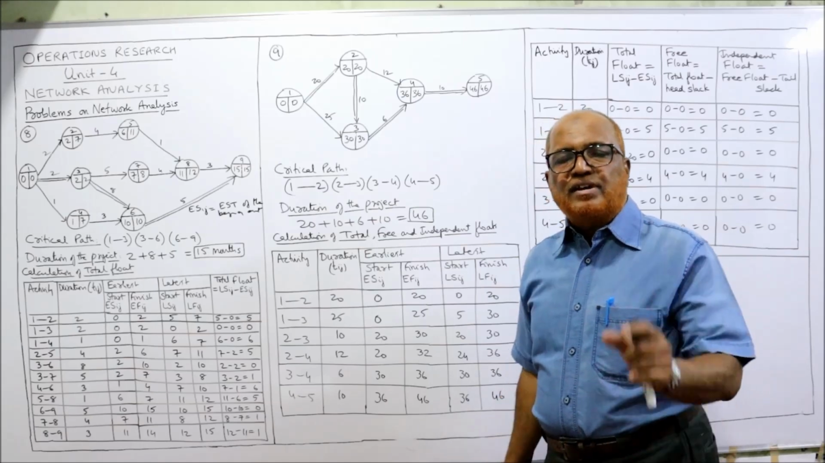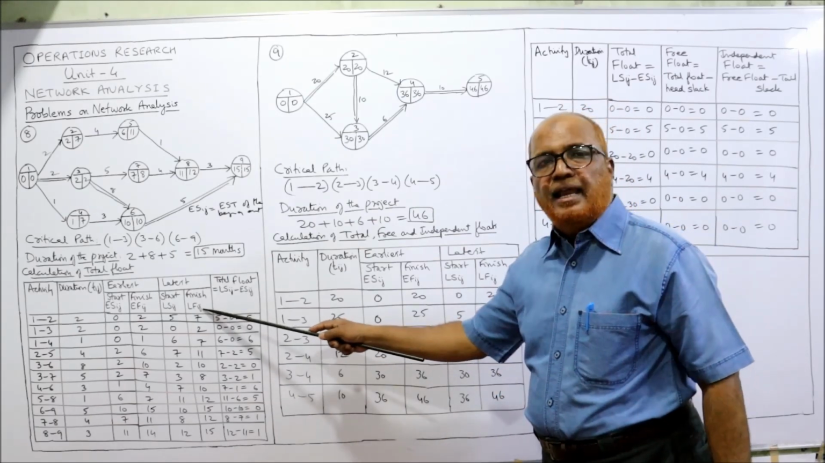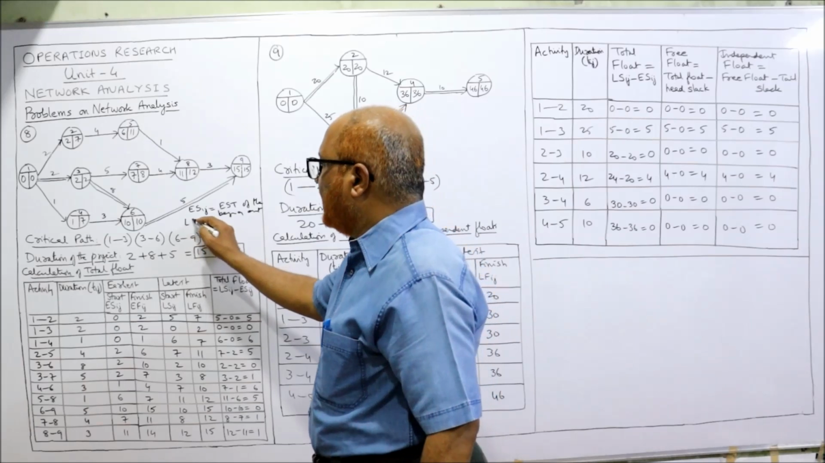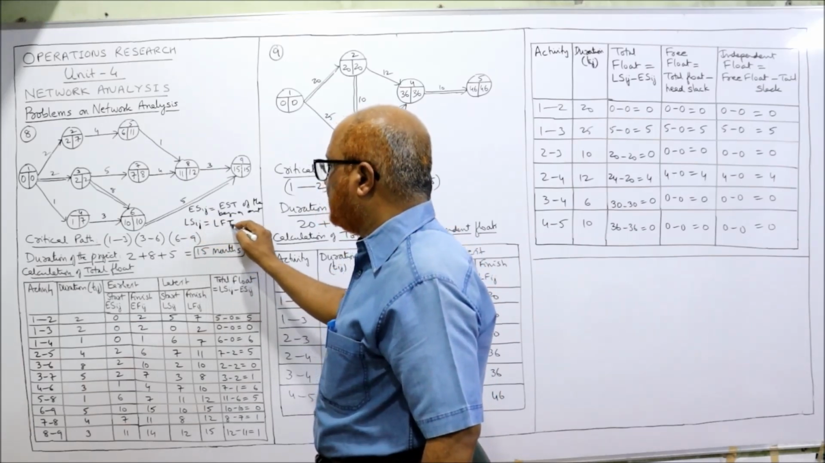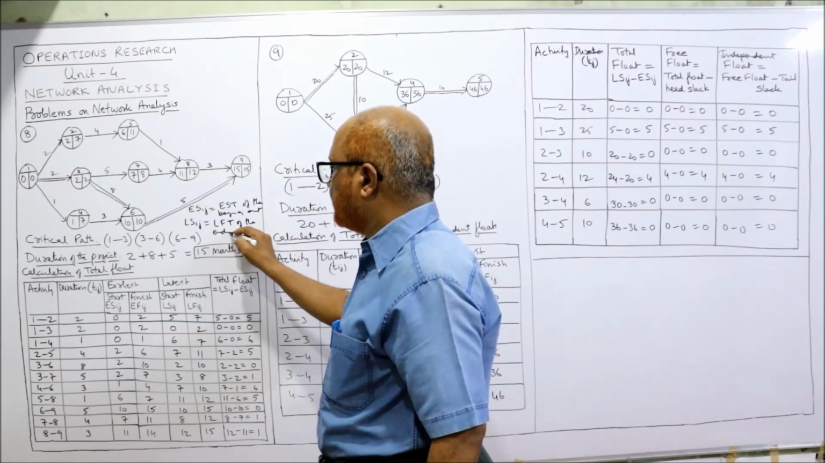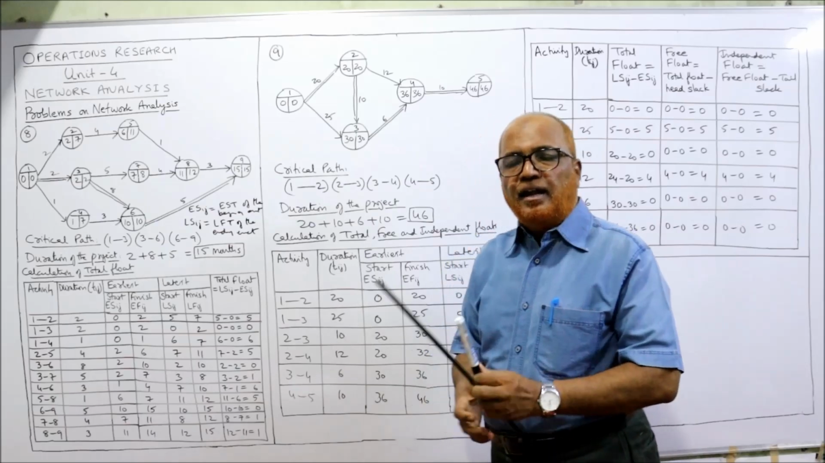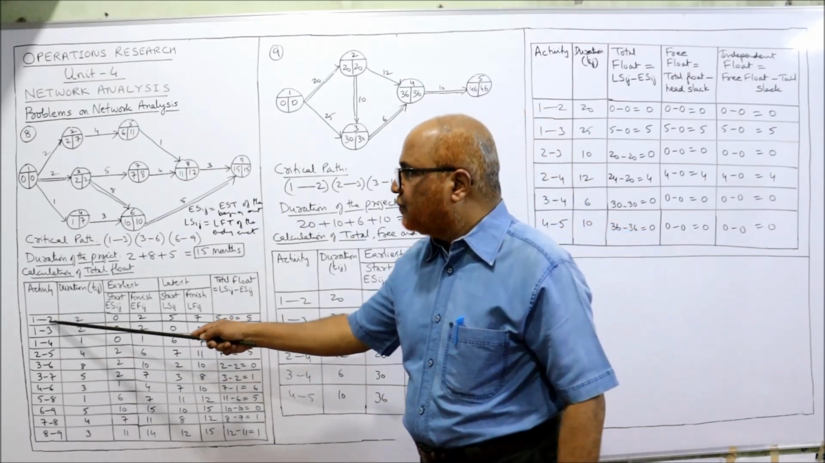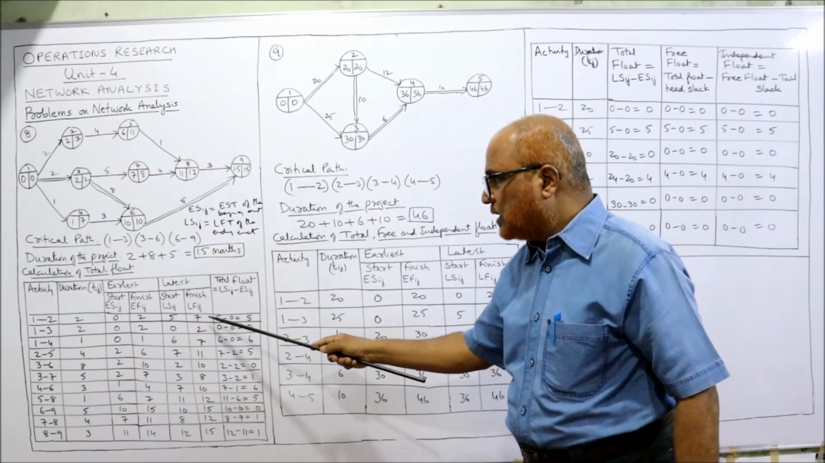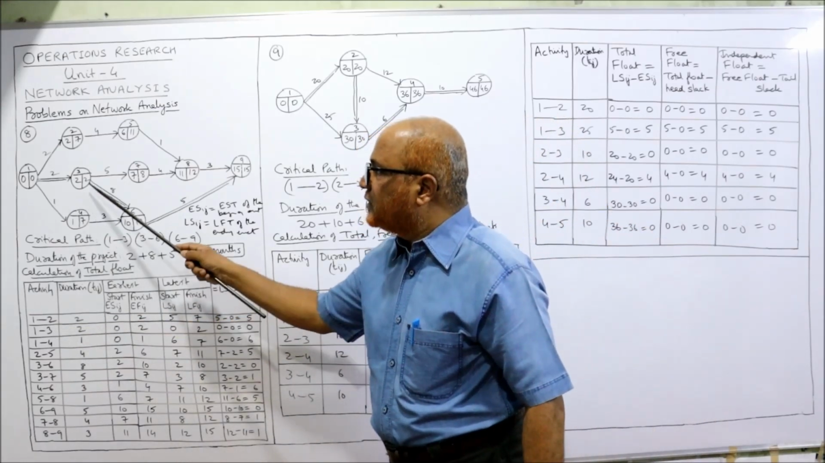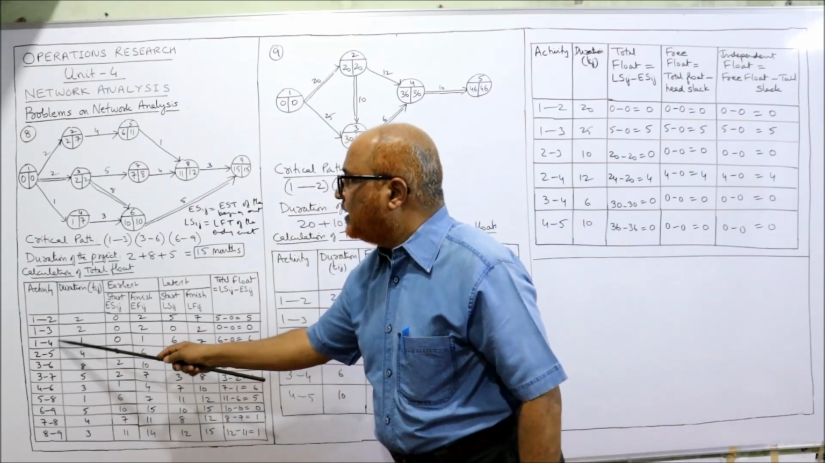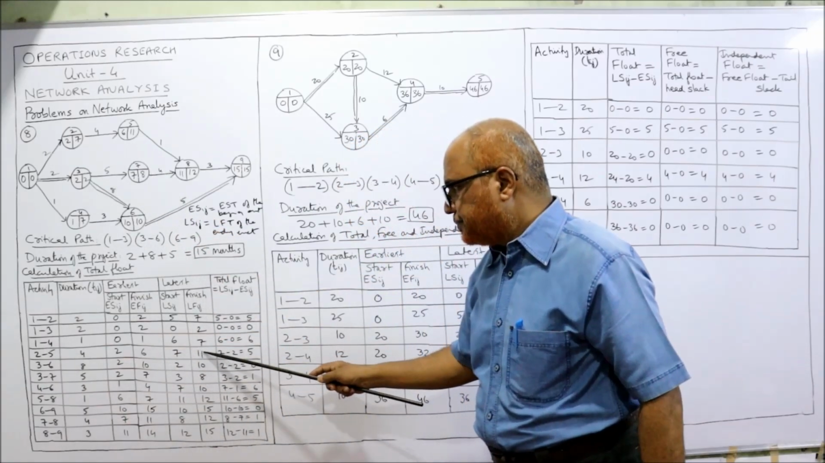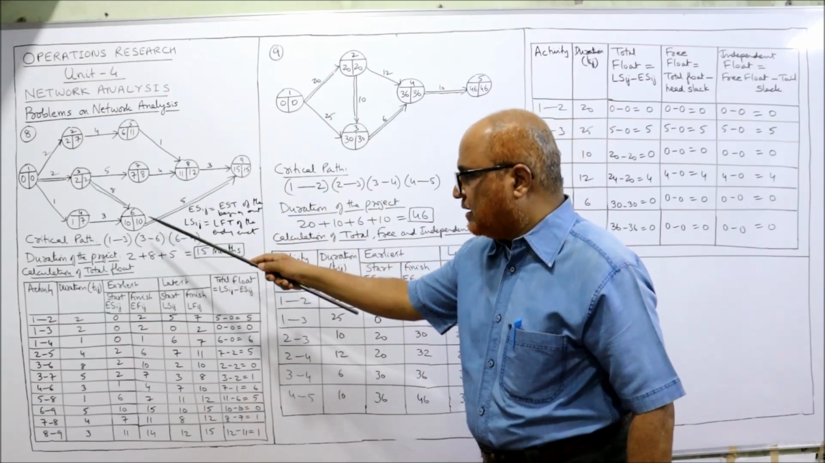Now latest. First you take LFIJ. LFIJ stands for LFT of the ending event. These are the ending events. The second number is the ending event. So what is the LFT of 2? 7. So here you take 7. Third event LFT is 2. Then 4th event LFT is 7. Then 5th event LFT is 11. Then 6th event LFT is 10.